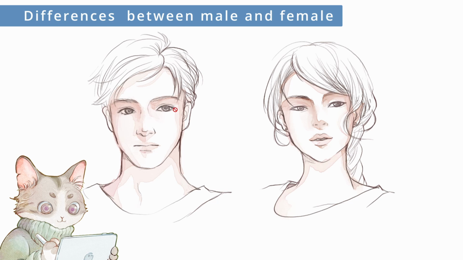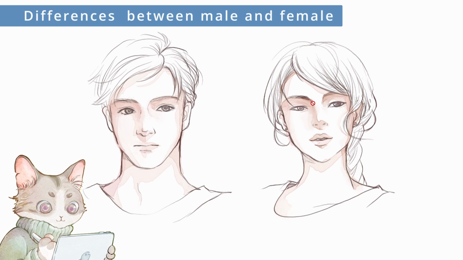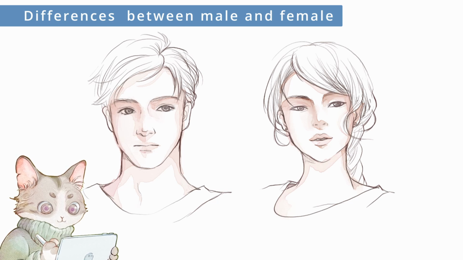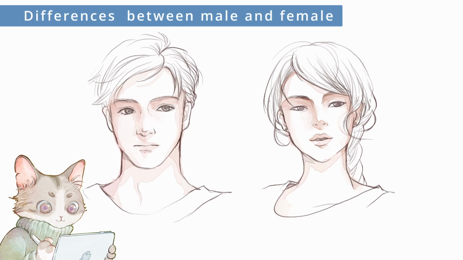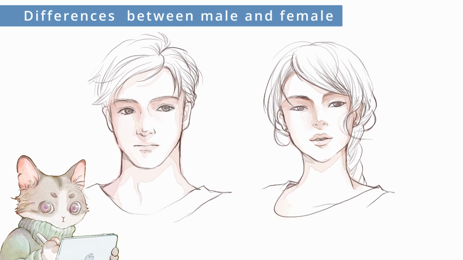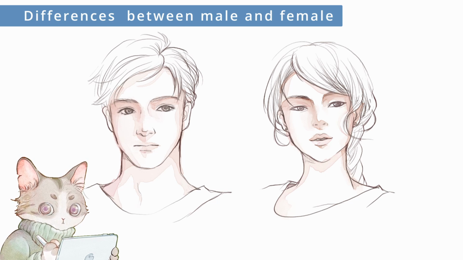For example, take a look at this drawing where I've swapped the eyes between the male and female characters. What do you think? For the female character, it still looks somewhat believable. There could totally be someone like this. But for the male character, something is a bit off.